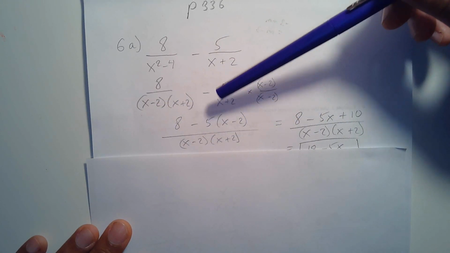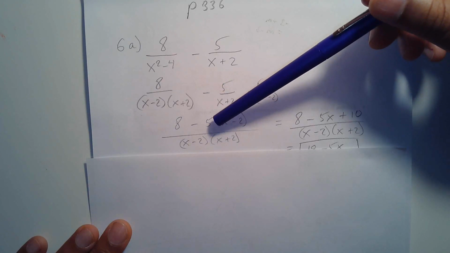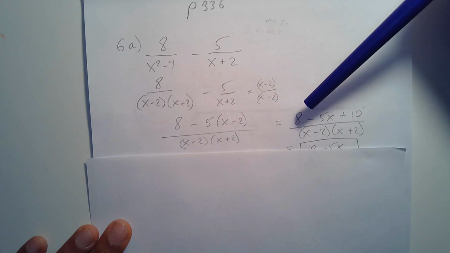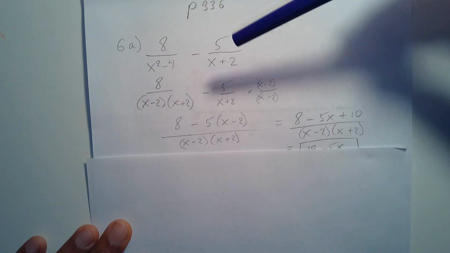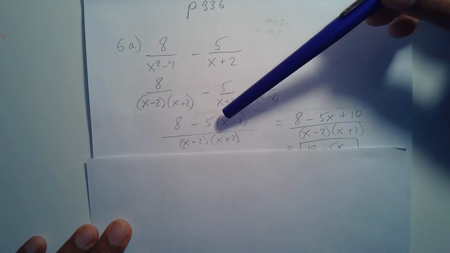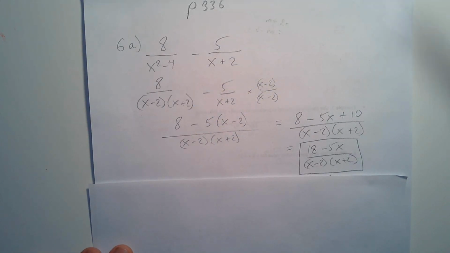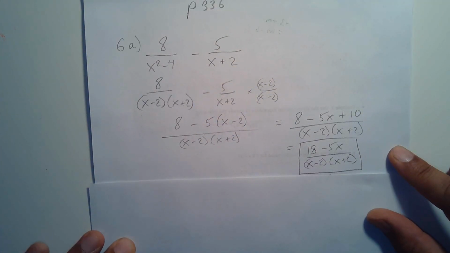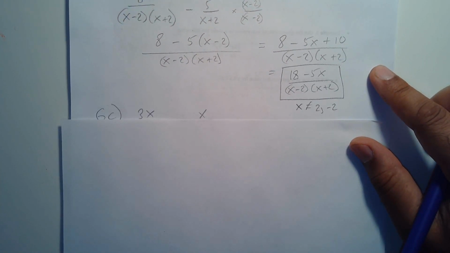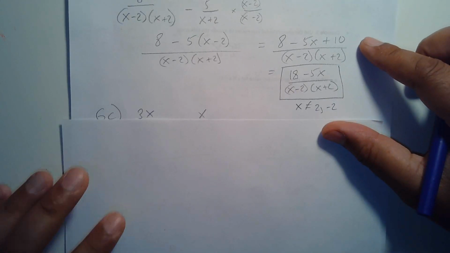Okay, remember with the minus sign here, just be careful, because the minus sign affects what's happening afterwards. When you multiply that out, you get negative 5x and positive 10, because you have a minus minus. Then your answer is going to be 18 minus 5x over x minus 2, x plus 2. And your non-permissible values here are x cannot equal 2 and negative 2, because that'll make the bottom 0.